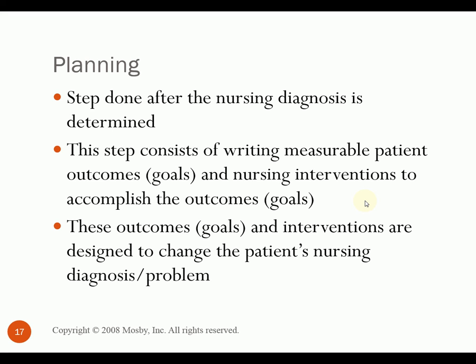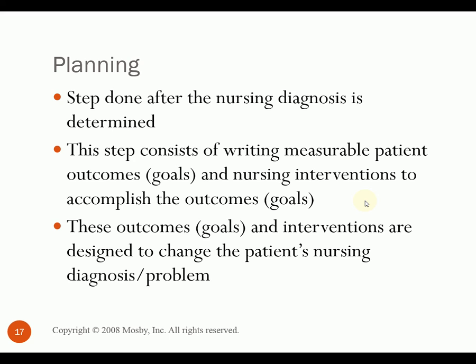And our mutual outcomes are going to have to be determined, how we're going to accomplish them, and we're going to have to be able to measure those outcomes. Because if we can't measure them, then we don't know really if we've reached them. So we have to write measurable patient outcomes. These are going to be our short-term goals and our long-term goals. And then we have to have nursing interventions to accomplish the outcomes or the goals. These outcomes and interventions are designed to change the patient's nursing diagnosis or problem.